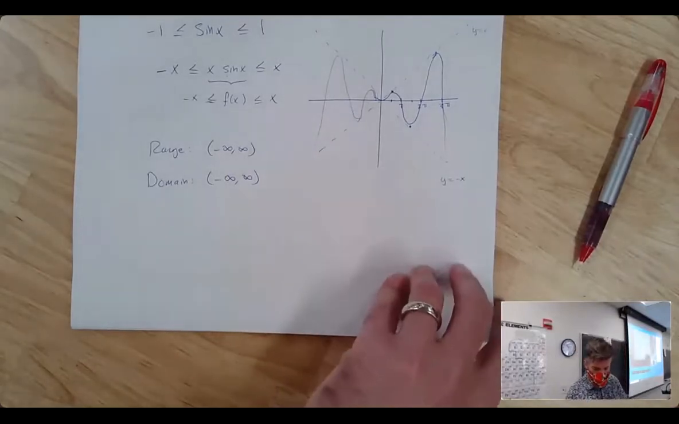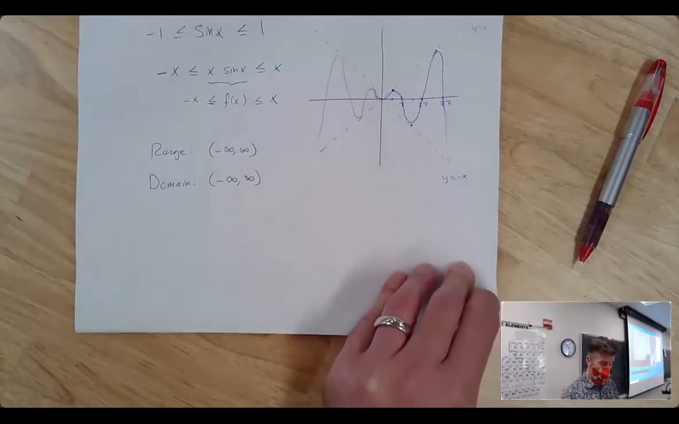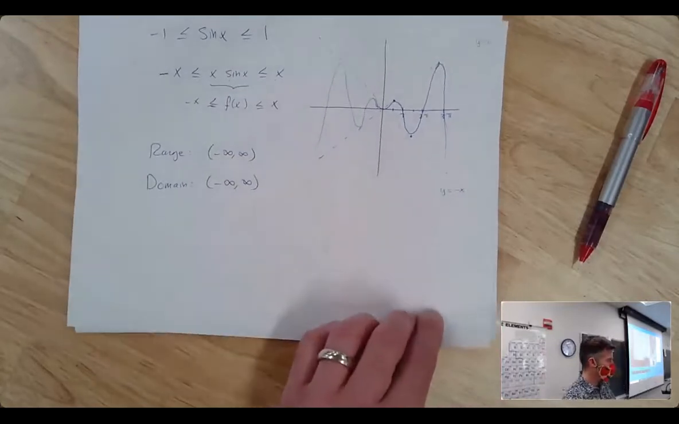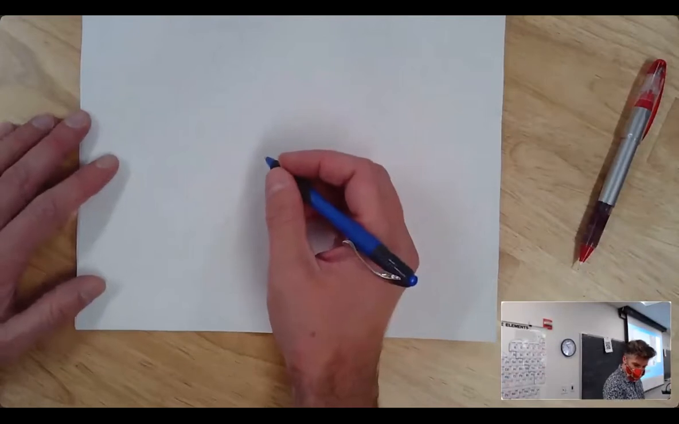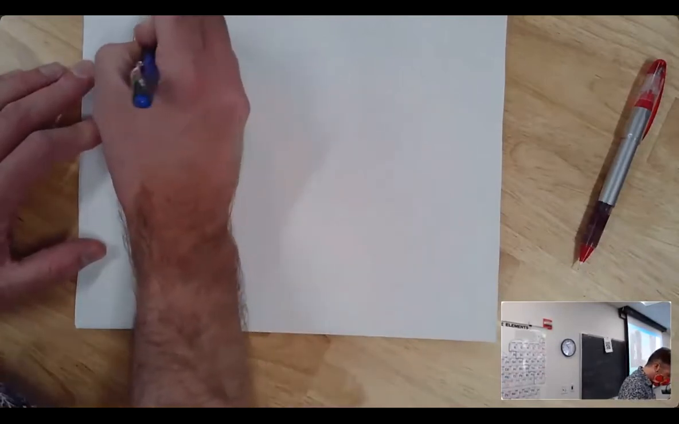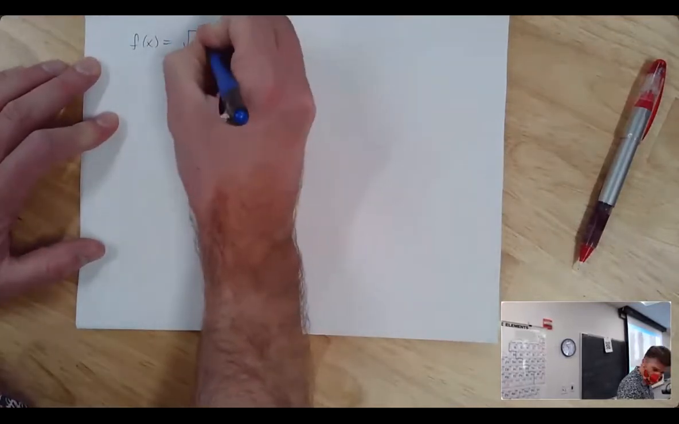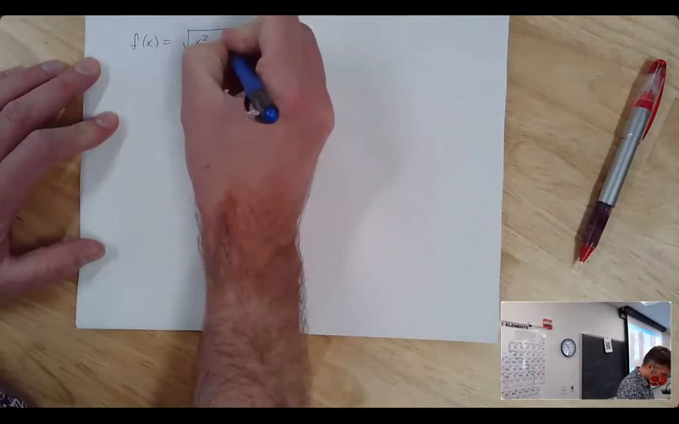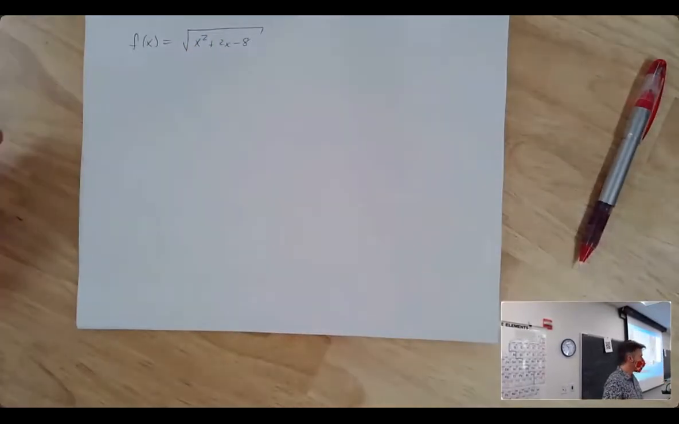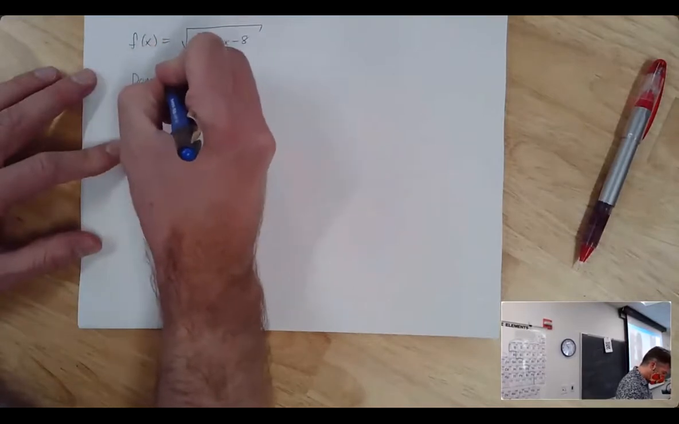But let's go ahead and look at a different question where we might not be able to graph it, or graphing it might be, it's not that we couldn't graph a lot of things, it's just we might not want to. So let's look at something like this. F of x equal to the square root of x squared plus 2x minus 8. And I want to find the domain and range.